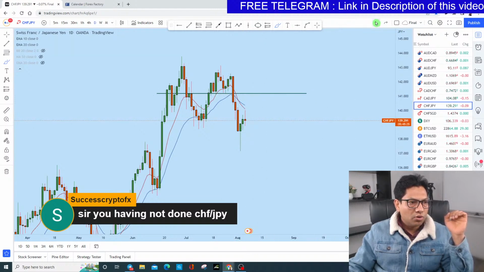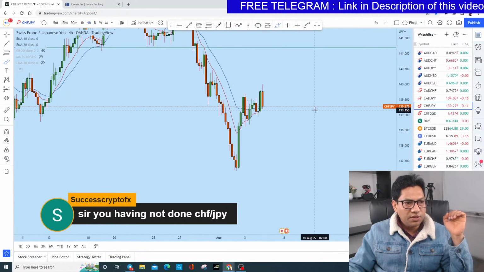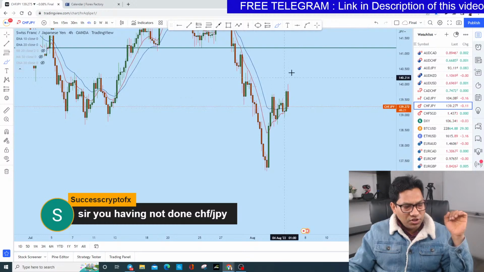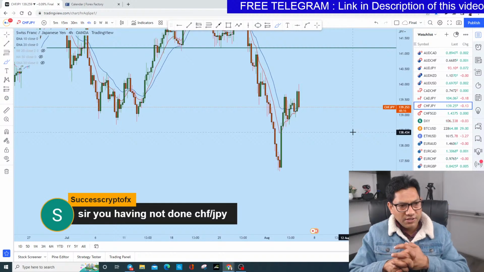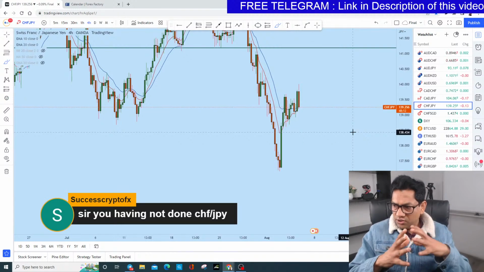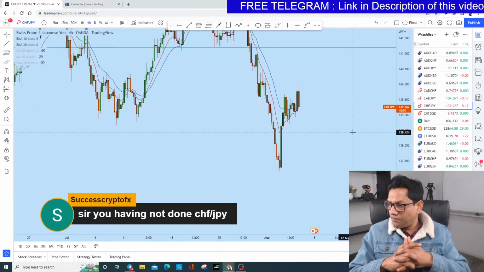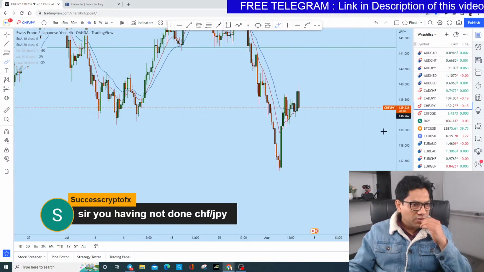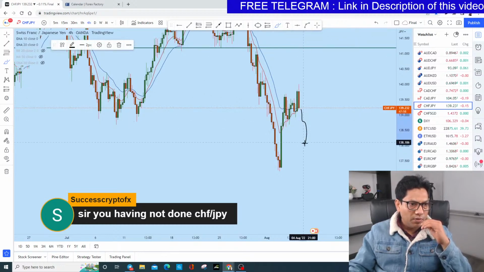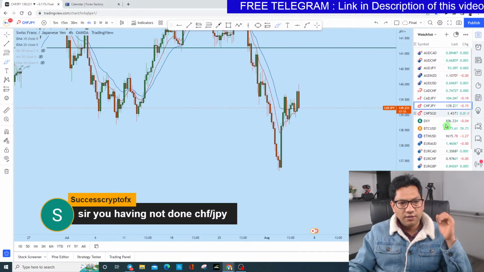Okay, now if you look at the 4 hour, we see that CHF JPY is rejecting from the top, but to be honest, I will not be trading this kind of price action. I need to see clear price action. So CHF JPY for me is not a good area of value, but in case it breaks down, then maybe we'll be considering selling.